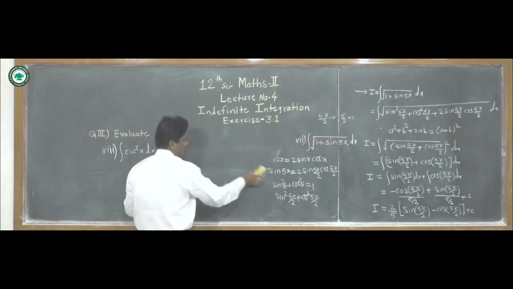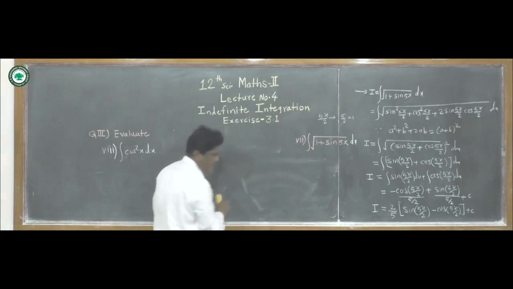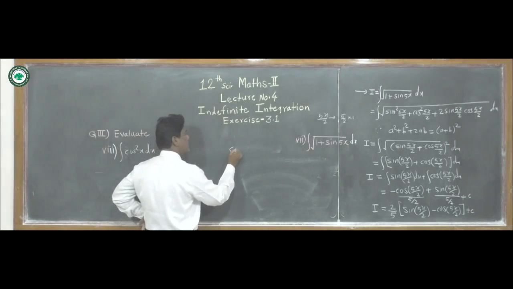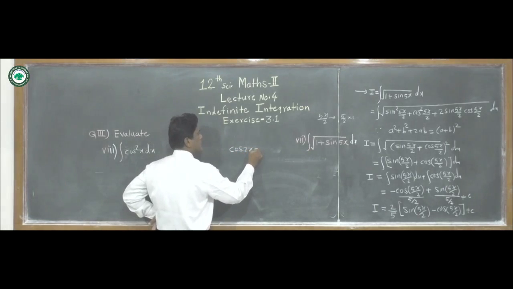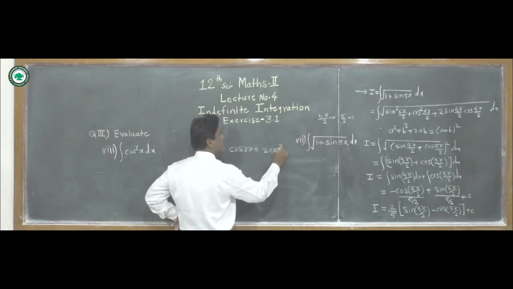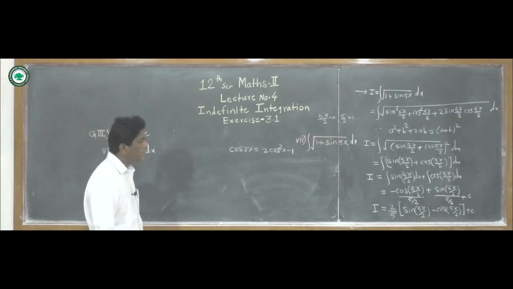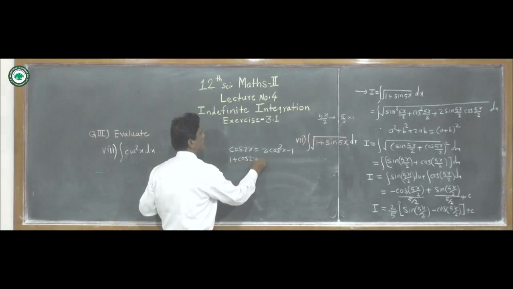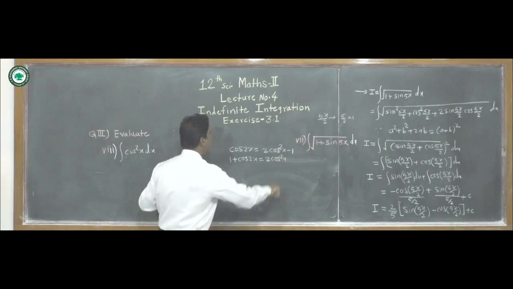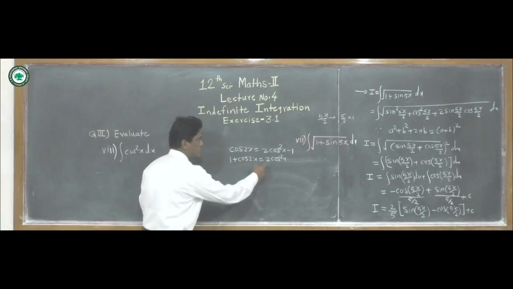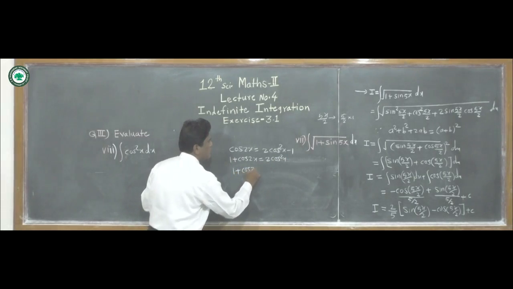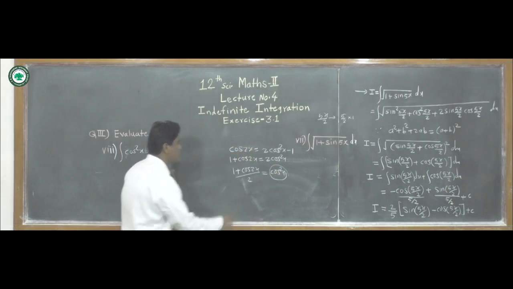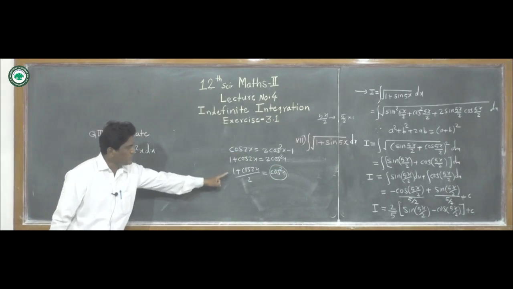So the trigonometric formula for cos square x. We must know cos of 2x. Cos of 2x is equal to 2 times cos square x minus 1. We use this formula. Now carry this minus 1 to this side, we get 1 plus cos of 2x equal to 2 times cos square x. We want cos square x, so carry this 2. So we get 1 plus cos of 2x upon 2 equal to cos square x.